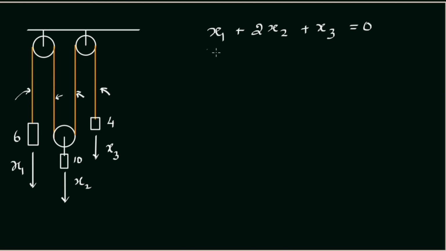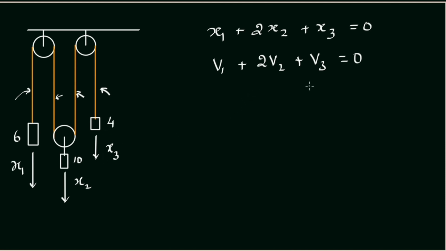If you look at this equation, you can see straight away that all three cannot be positive. At least one or two of them will be negative, which means those blocks will actually be moving upwards. Now these x1, x2 and x3 are the displacements as a function of time, so we can differentiate them. We get the velocities v1 plus 2v2 plus v3 equal to 0. v1 is the velocity of the 6 kg block downward, v2 is the velocity of the 10 kg block downwards, v3 is the velocity of the 4 kg block downwards.